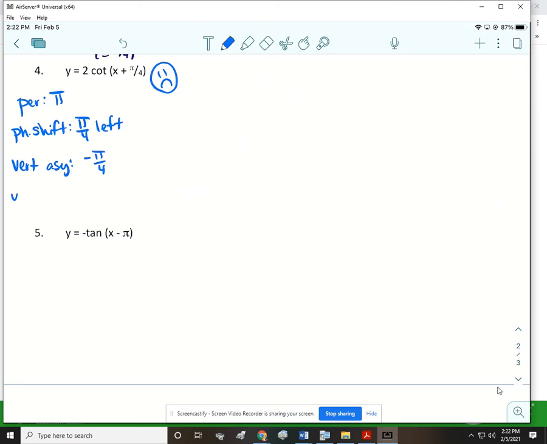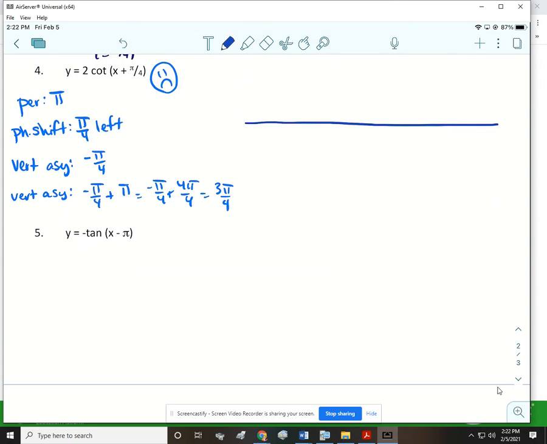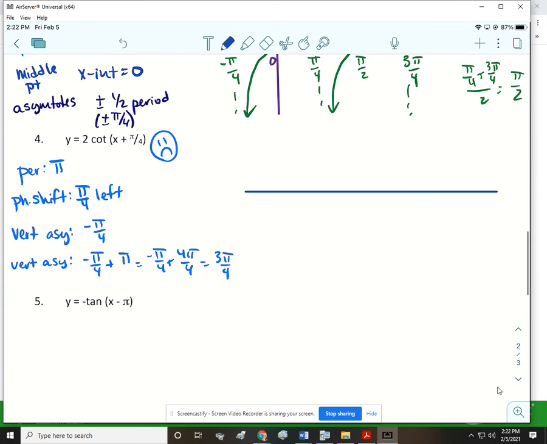And then for my other vertical asymptote, I'll take that negative pi over 4 and add the period to it. That's my vertical asymptote on the left. Okay, so I will draw my axes. Now, I'm going to make this far left be negative pi over 4, and I'm going to make the middle be 3 pi over 4. Those are my asymptotes.